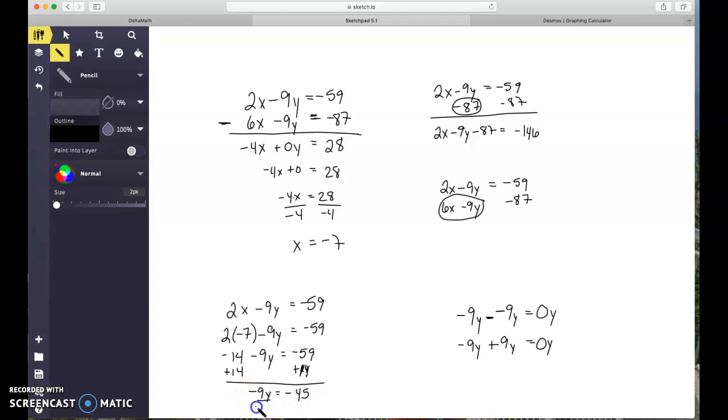And I'm going to divide both sides of my equal sign by negative 9 to get rid of that. It's out in front of my y. So I have y equals, and let's see here, negative 45 divided by negative 9 leaves me with positive 5. So my final answer here to this system of equations would be negative 7, 5. And that's how you solve by elimination. You just add or subtract your equations.